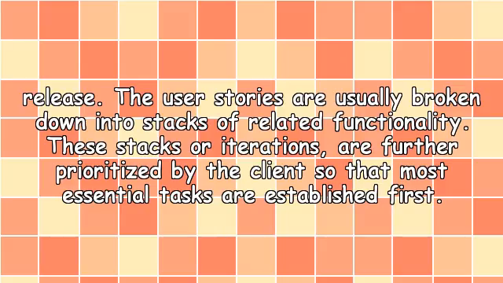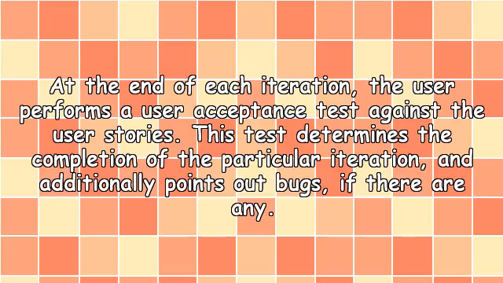The user stories are usually broken down into stacks of related functionality. These stacks or iterations are further prioritized by the client so that the most essential tasks are established first. At the end of each iteration, the user performs a user acceptance test against the user stories. This test determines the completion of the particular iteration and additionally points out bugs if there are any.